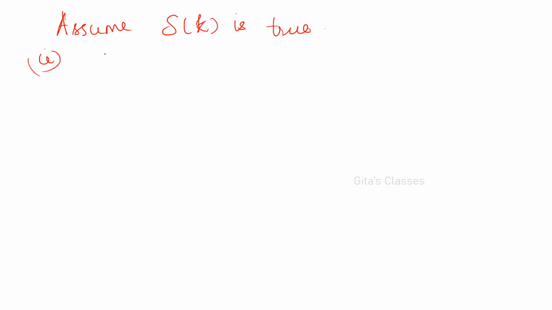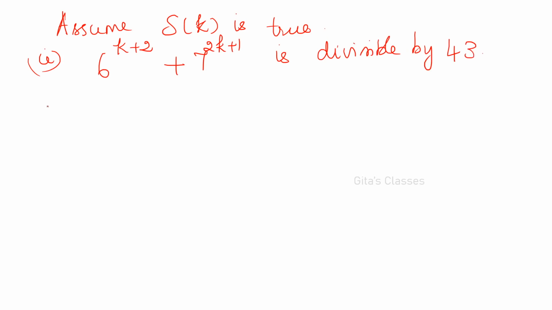That is, 6 power k plus 2 plus 7 power 2k plus 1 is divisible by 43. Therefore, this is our induction hypothesis.